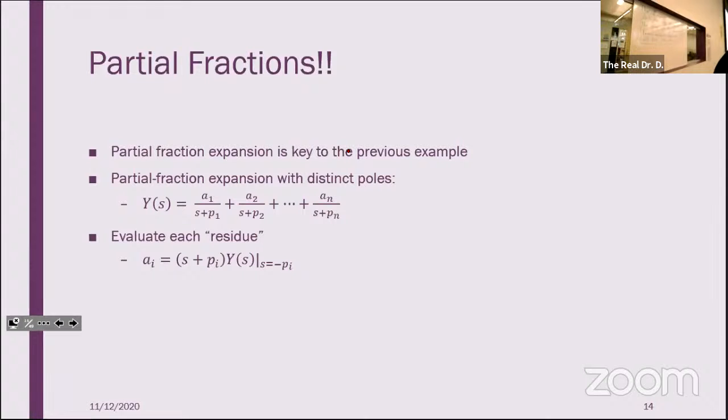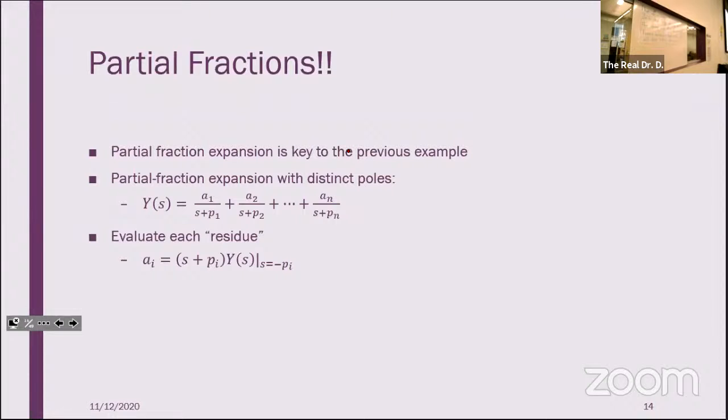And then we can evaluate each of the residues. So what is a residue? Each one of these will have a residue. A_i is equal to s plus p times y of s, where s is equal to negative p. Now that's the technical way of doing it, and we'll calculate one with residues in a second to highlight how to do residues.